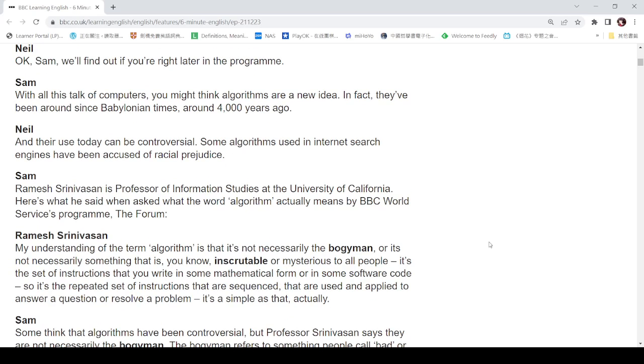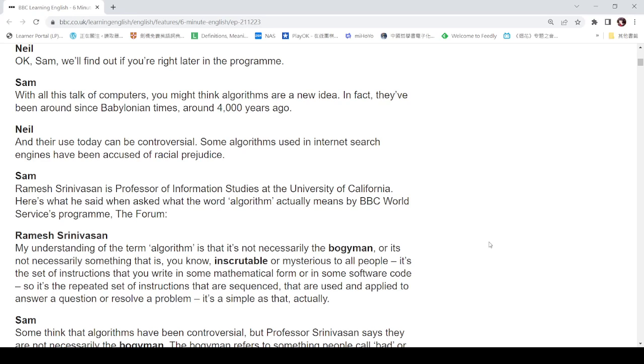With all this talk of computers, you might think algorithms are a new idea. In fact, they have been around since Babylonian times, around 4,000 years ago. And their use today can be controversial. Some algorithms used in internet search engines have been accused of racial prejudice. Ramesh Srinivasan is professor of information studies at the University of California.